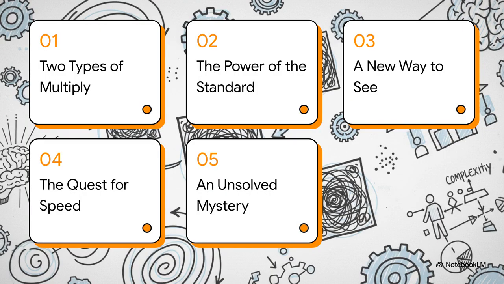So here's our roadmap. We'll start by showing that there are actually two ways to think about this. Then, we'll unpack why that weird way is so important. We'll even look at a new way to see it using blocks, dive into the incredible race to make it all faster, and wrap up with a deep, unsolved mystery at the very heart of computer science.